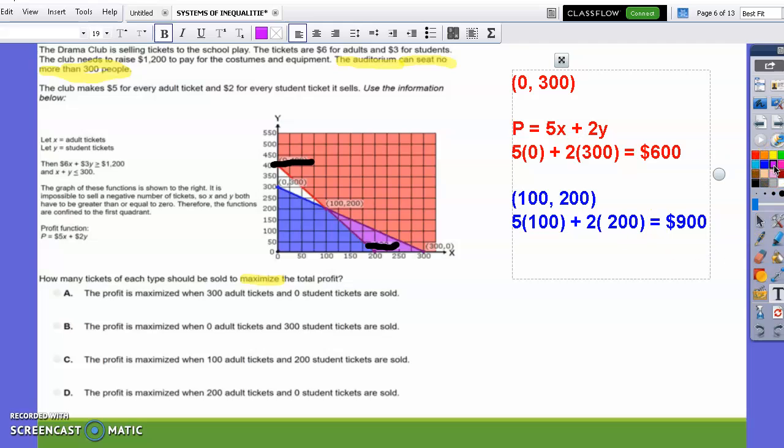Our very last option is if we sell to 300 adults and 0 students. Plugging these two numbers in for x and y in our profit function, we'd have 5 times 300 plus 2 times 0. 5 times 300 is 1,500 plus 0 equals 1,500. So the biggest profit here is 1,500. So that's what you're going to go with.